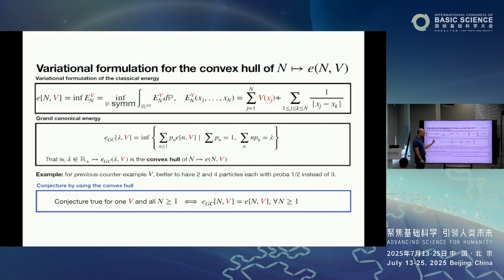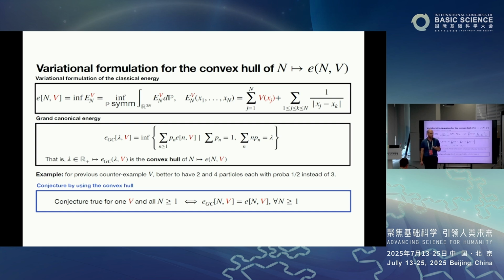So I define what is called the grand canonical energy. And now the grand canonical energy is just a convex combination of all the energies for all the possible integers n. So I'm just doing an infinite sum of the ground states with small n electrons, weighted with Pn. So Pn is the probability of having n electrons in your system. And then, of course, the sum over Pn must be equal to 1, because this is a convex combination. And the other constraint is that if you weight Pn with n, just because here we are using a symmetric probability measure, then this must be equal to lambda.